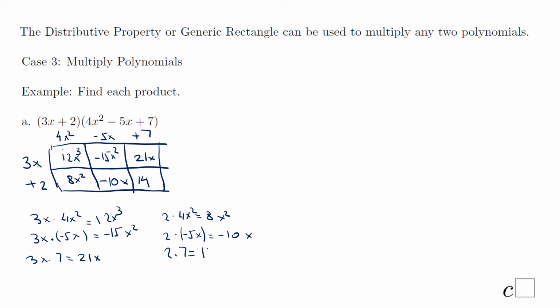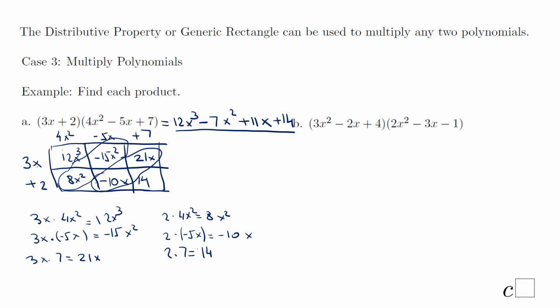So now let's see what we have. We have 12x cubed. You see the first one in the box, in the rectangle. But then we have these two that are alike, and we have 8x squared minus 15x squared, or 8 minus 15, that will be negative 7, negative 7x squared. Then we have these two that are alike, so we have negative 10 plus 21, that is going to be plus 11, plus 11x. And then we have plus 14. This is the answer for this multiplication. And like I said, I love the generic rectangle.